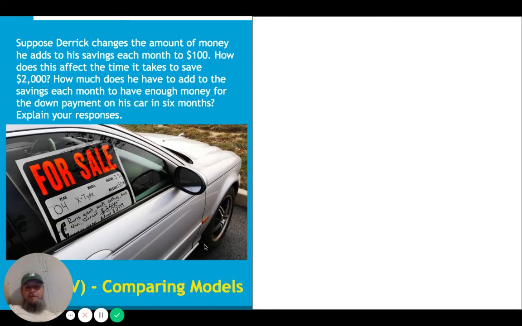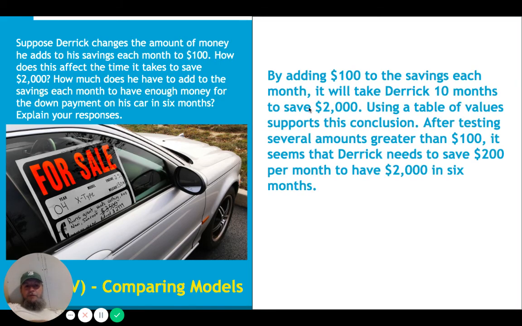If he changes that amount of money that he adds to his savings each month to $100, how would that affect the time it takes to save the $2,000? And how much does he have to add to the savings each month to have enough money for the $2,000 down payment on his car in just 6 months? And we'll have to explain how we got that. So if you add $100 of savings each month using the calculator, we can find that it takes Derek only 10 months to save the $2,000.